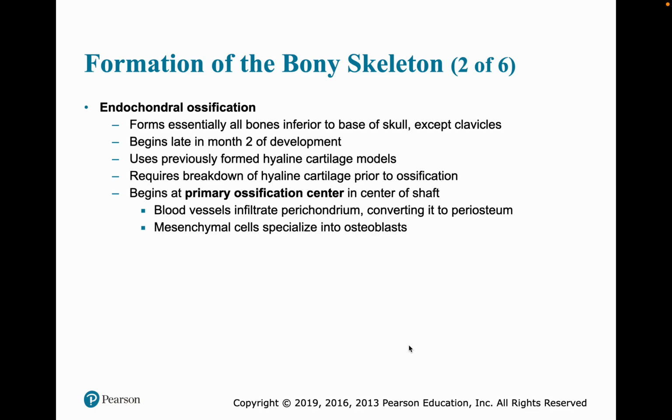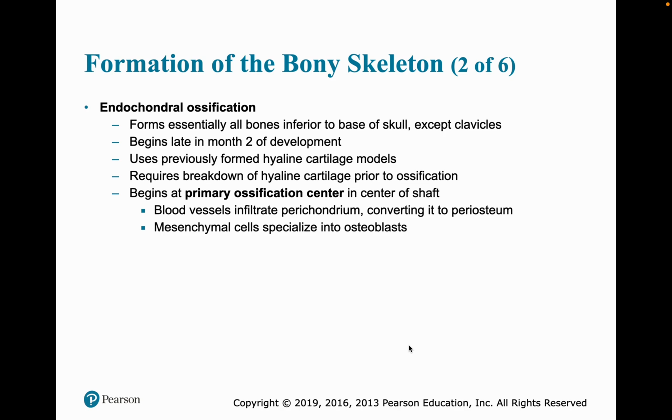Essentially all the bones inferior to the base of the skull, with the exception of the clavicles, are endochondral bones formed by endochondral ossification. So they start with a hyaline cartilage model. The process for this begins in month 2 of development. It's going to use, again, previously formed hyaline cartilage models. Requires the breakdown of the hyaline cartilage prior to ossification.